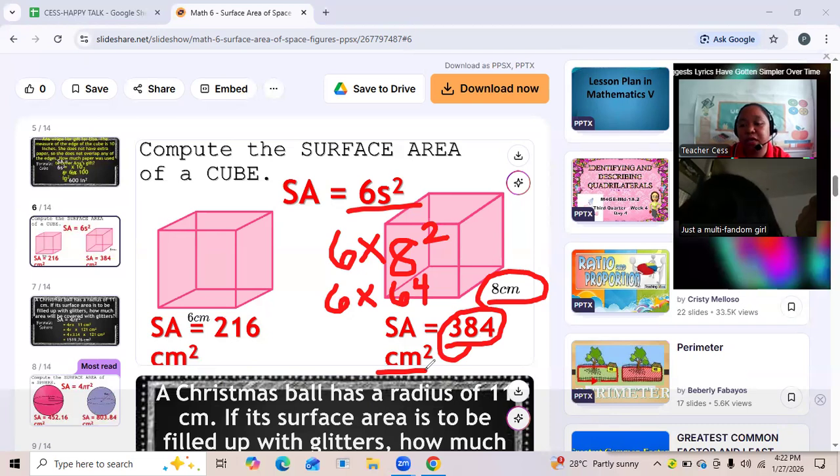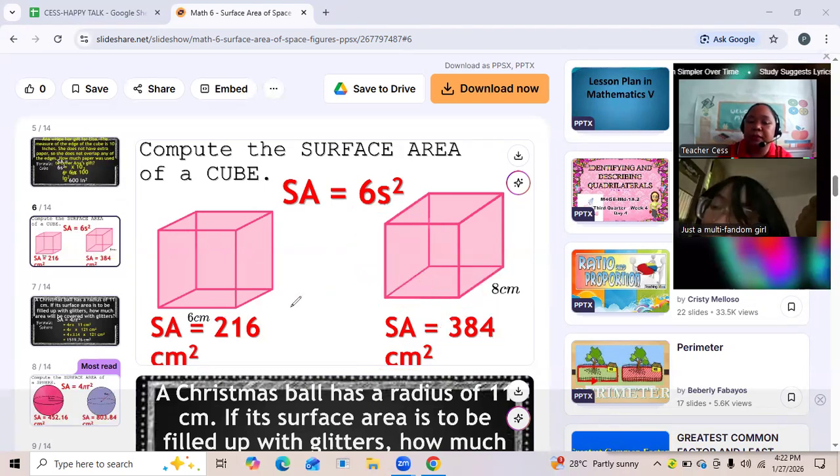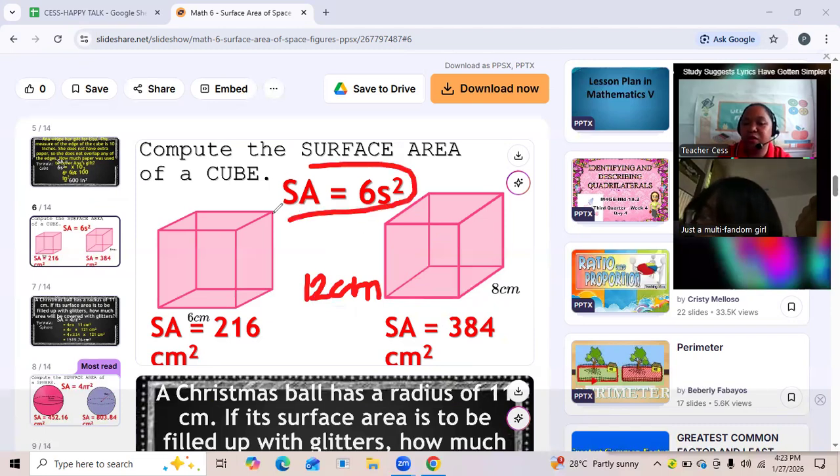Okay, Yuna? You got it? Did you get our examples? Can you try? What if the side of a cube is 12 centimeter? What will be your surface area? Can you try it, Yuna? What do you think will be the surface area using this formula if the s is equal to 12?